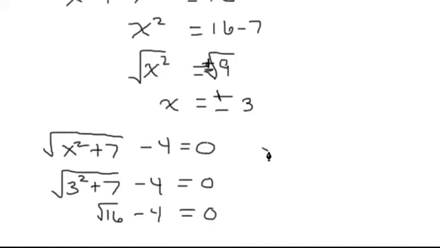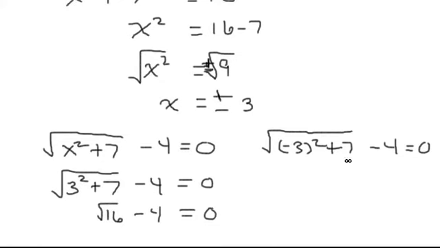Now let's check the minus 3. So we plug in negative 3. Squared plus 7 minus 4 is equal to 0. So then again, when you square a negative, right, the negative disappears. So negative 3 times negative 3 is a positive 9. And 9 plus 7, that's 16, and so yes, this is all equal to 0. Alright, so that works.